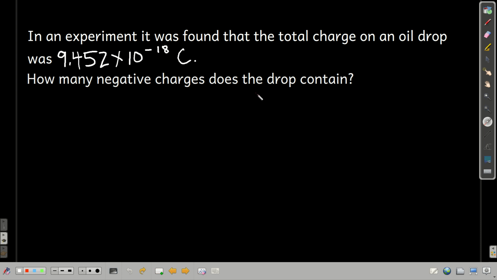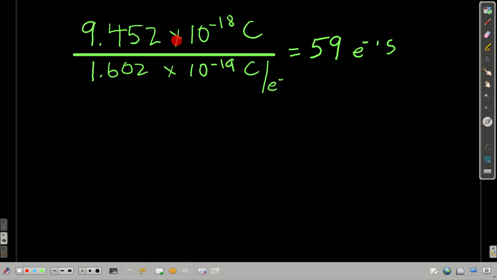Well, all we have to do is take the total charge and divide it by the fundamental charge, the charge on an electron, and that will tell us how many electrons there were. So it just looks like this: the total charge divided by the charge on an electron. Because we know we can't break an electron down, this is going to be an integer. We're counting individual things, so no matter the sig figs, we round this to a whole number, and we get 59 electrons. And there you go.